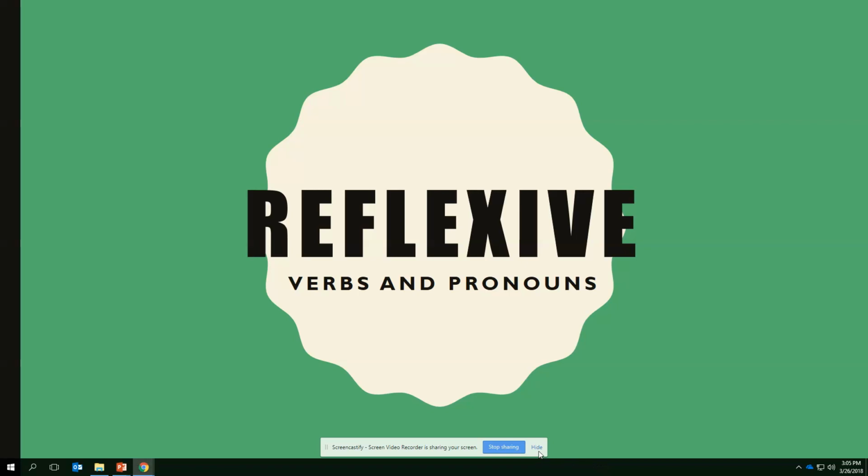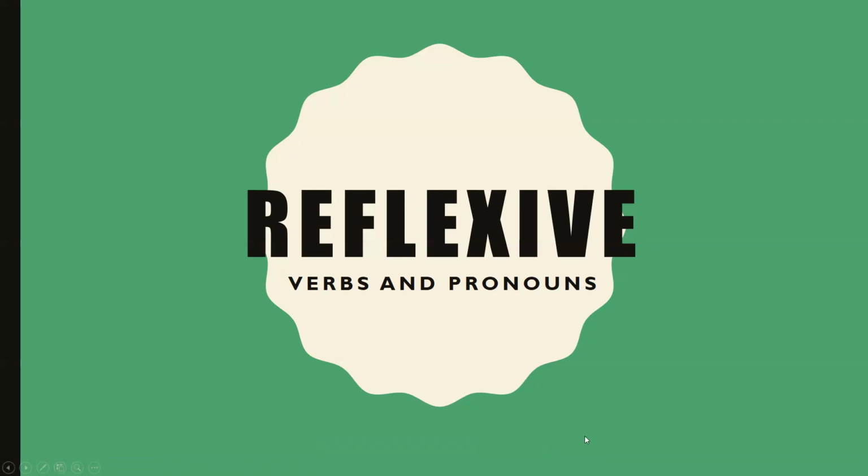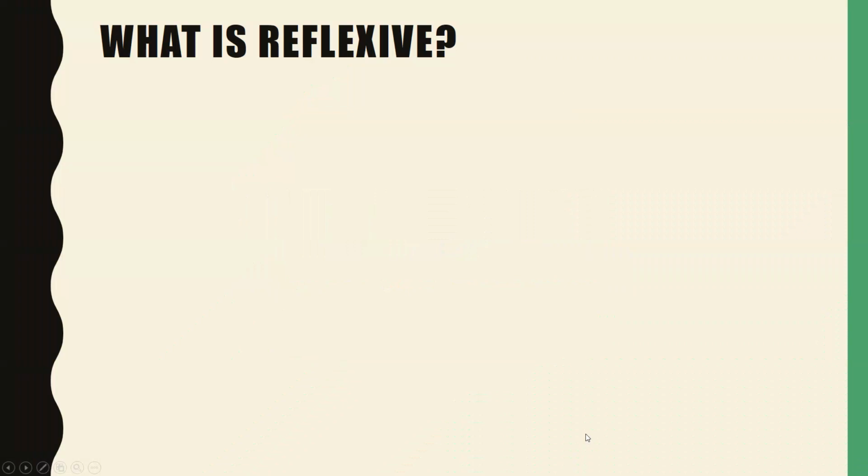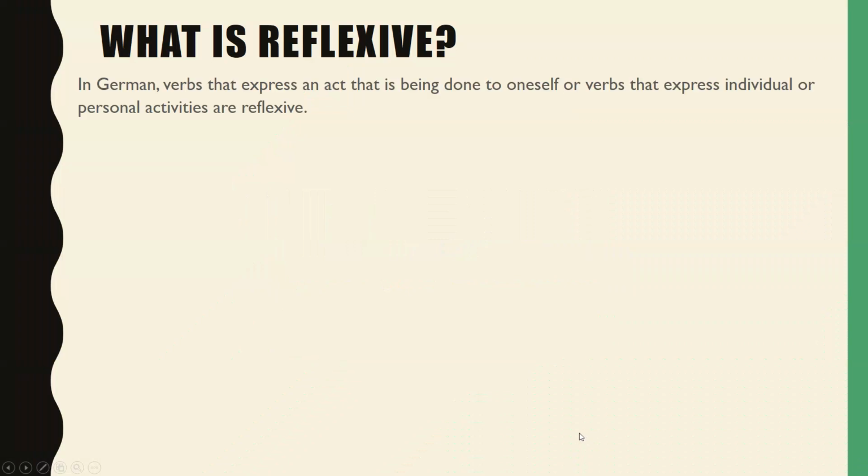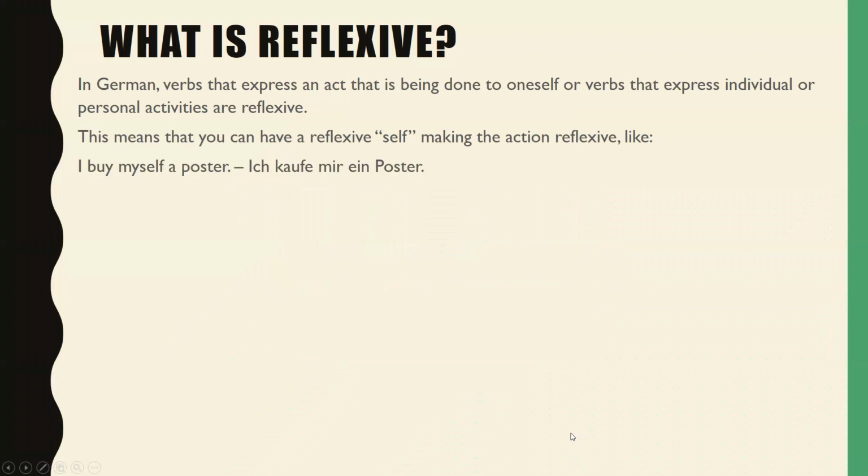This video is about reflexive verbs and pronouns. What is reflexive? In German, verbs that express an act that is being done to oneself, or verbs that express individual or personal activities are reflexive. This means that you can have a reflexive self, making the action reflexive, like I buy myself a poster. Ich kaufe mir ein Poster.